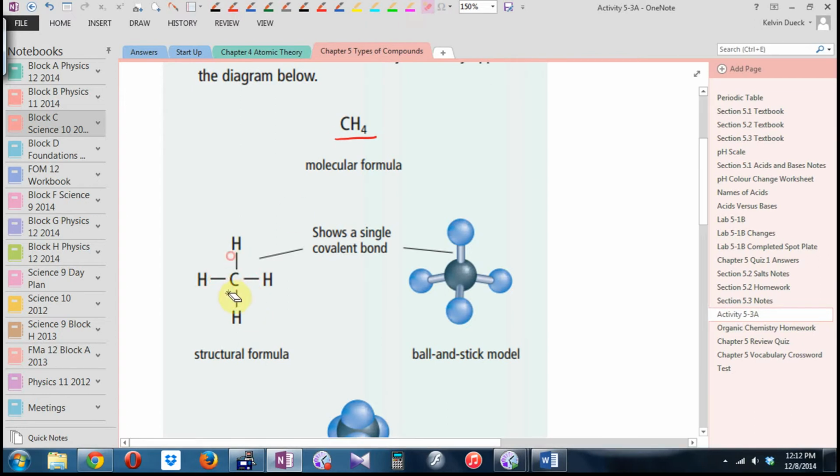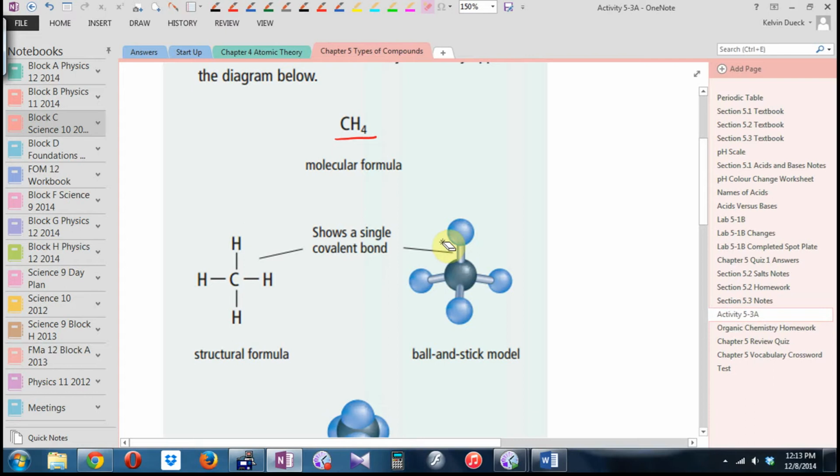So how many electrons does this hydrogen have with 1 covalent bond? What does that line count for? How many electrons? 2. Hydrogen is happy. How many electrons does carbon want to have? What row is it in? It's in the second period, which has 8 electrons. 2, 4, 6, 8. There is a lovely little structural diagram.